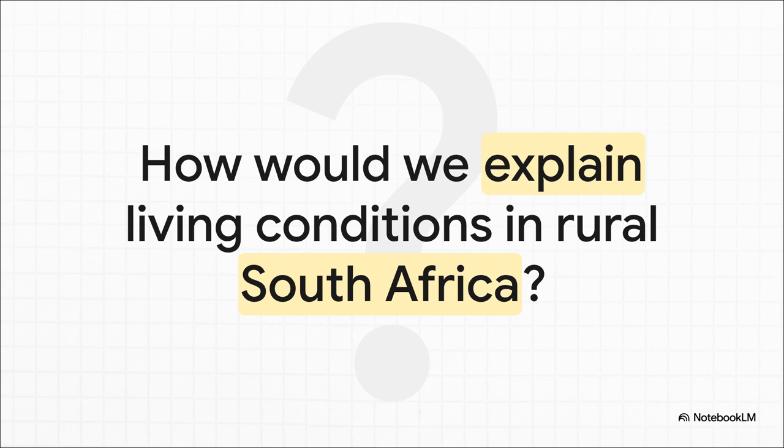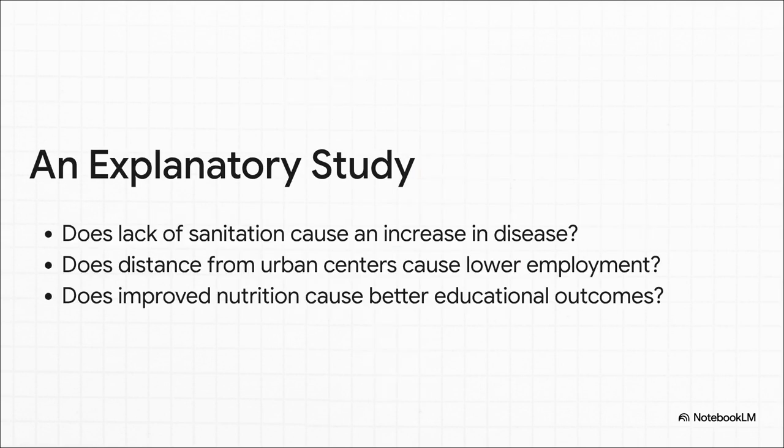So back to our example one last time. How would we go from just finding a correlation, like between sanitation and disease, to actually trying to prove that one causes the other? Well, an explanatory study would be designed to figure out things like, does a lack of sanitation infrastructure directly cause an increase in disease? Or does improved childhood nutrition cause better school outcomes later on? See? We're looking for that cause and effect link. And that's absolutely fundamental because if you want to fix a problem, you have to know what's actually causing it.